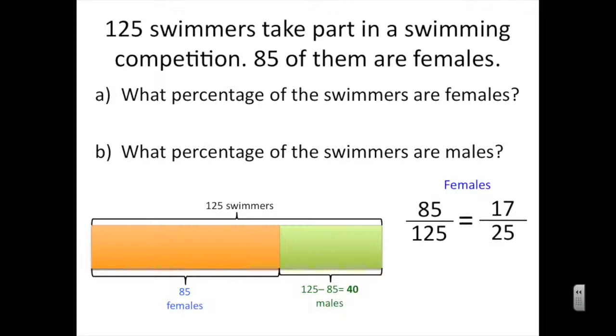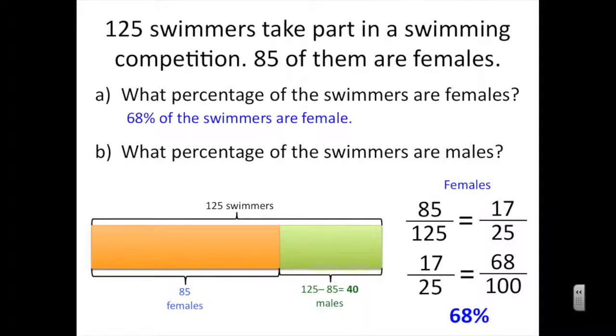I did that because now I can take 17/25 and turn that into a fraction out of 100. If I multiply my numerator and denominator by 4, I can get the fraction to be with a 100 in the denominator, and it would be 68/100ths. Now I can turn this into a percentage. 68%. 68% of the swimmers are female.